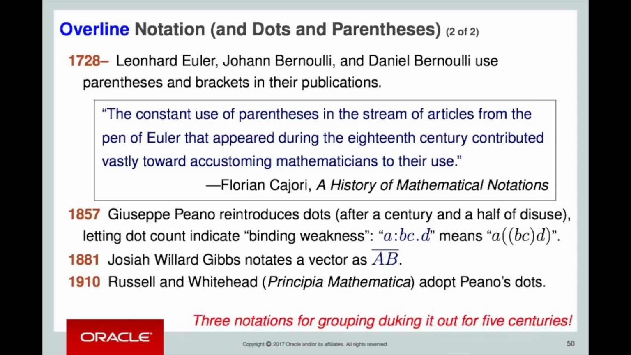Unfortunately, then a couple of decades later, we got the proofs of undecidability and said, sorry guys, you lose, you really can't prove everything after all. Too bad. Anyway, so in 2 slides, I summarized 3 notations, dots, parentheses, and overlines, duking it out in competition for 5 centuries, as to which will become the popular notation for grouping. And as you'll see, that has now gone on for almost 6 centuries.